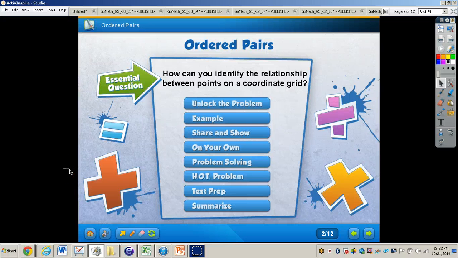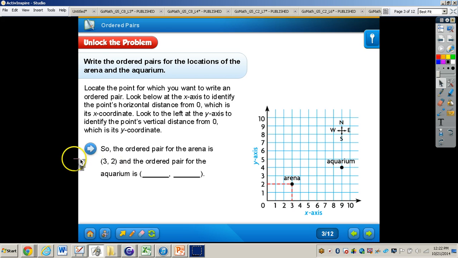In this video, we're going to be taking a look at ordered pairs. Now, you will need to turn your Go Math books to page 373, get out your math journal and a pencil. And the essential question that we are going to answer throughout the video is, how can you identify the relationship between points on a coordinate grid? So let's take a look at the problem on page 373.